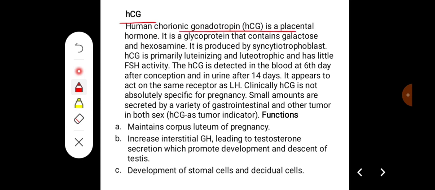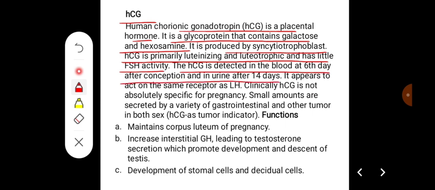So this is a placental hormone. It's a glycoprotein that contains galactose and hexosamine. It is produced by syncytiotrophoblast, and HCG is primarily luteinizing and luteotropic, and it has a little FSH activity. The HCG is detected in the blood at 6th day after conception and in the urine after 14th day. It appears to act on the same receptors as the luteinizing hormone.